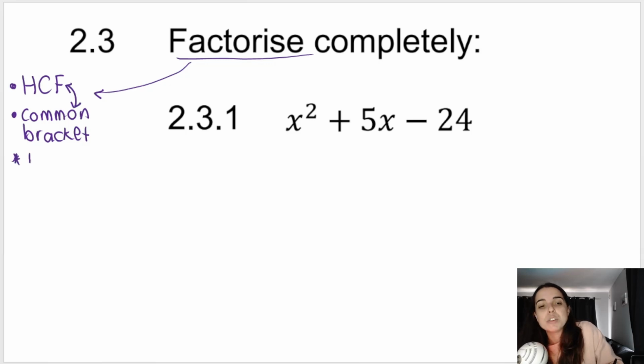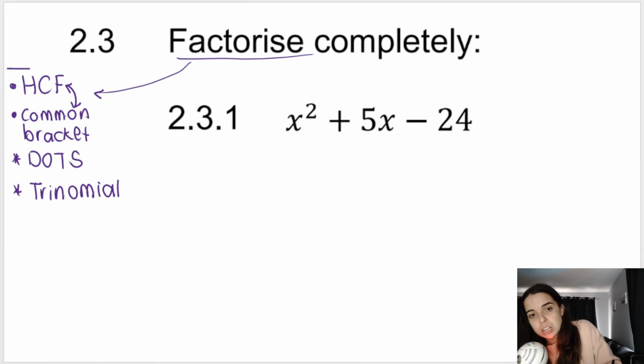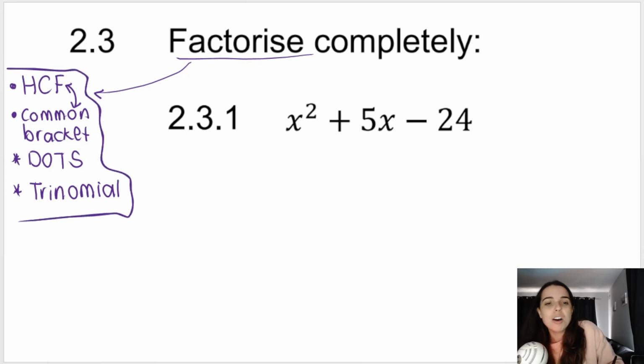We also have dots, or difference of two squares, and we have trinomial. Those are my different types of factorizing. So when the question says factorizing, I don't want you to think of adding like terms. I don't want you to think of multiplying or distributing. I want you to think of those types. I do have videos on those types if you want to check them out on my channel.